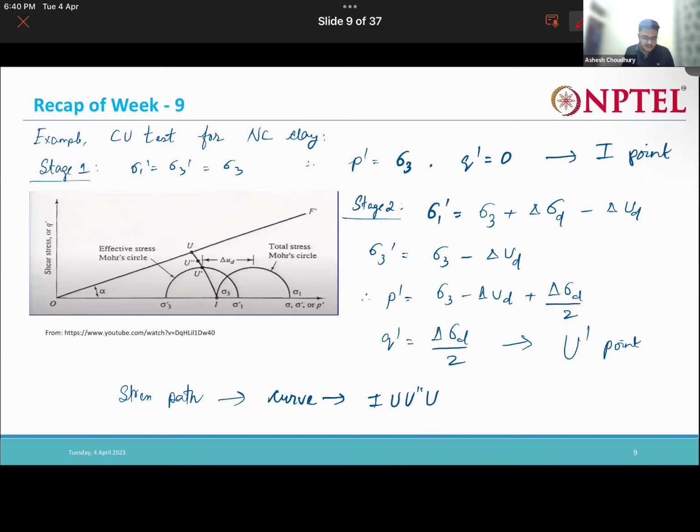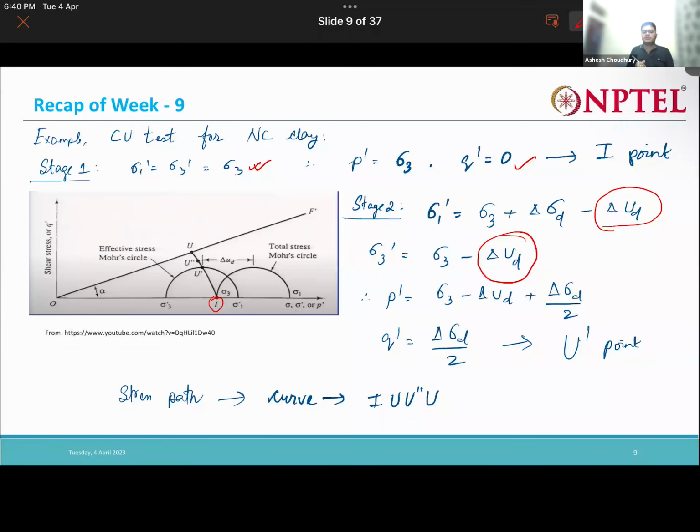Now we see the example of the CU test. In the CU test, the first stage is the same. In the first stage, there is no sigma 3, so all these are equal, and there is no pore water pressure. So it will be nothing but the same I point. The second stage, as it is an undrained test, you will be getting some pore water pressure values.